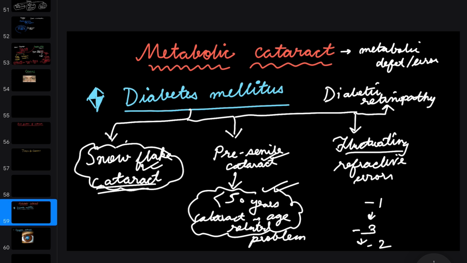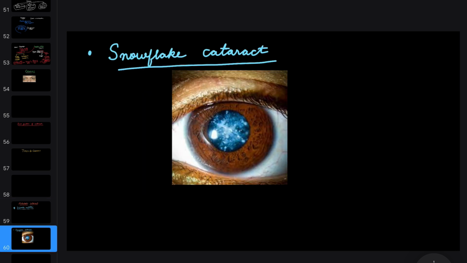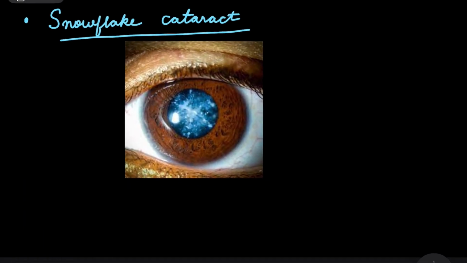The snowflake cataract, which is the most common cataract that diabetes mellitus causes. You can see over here there is a picture. Before we deal with the picture, let's first get a few things out of our way about snowflake cataract. First, snowflake cataract is basically a cortical cataract. What does this mean? To understand this, you have to understand what the anatomy of the lens is like.